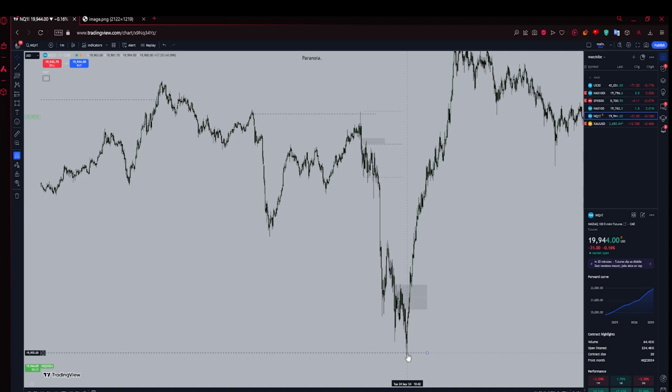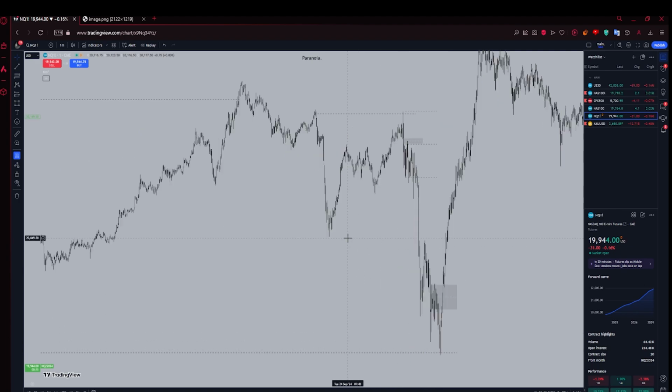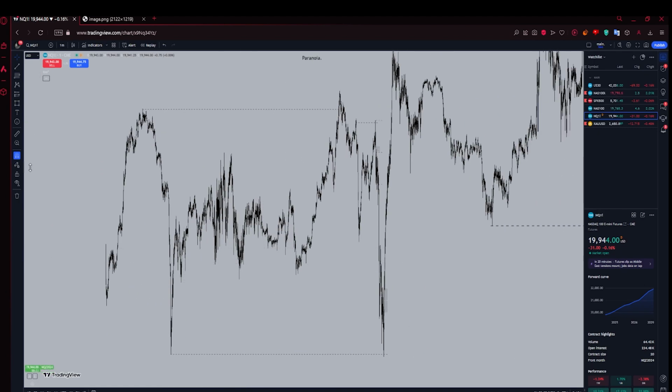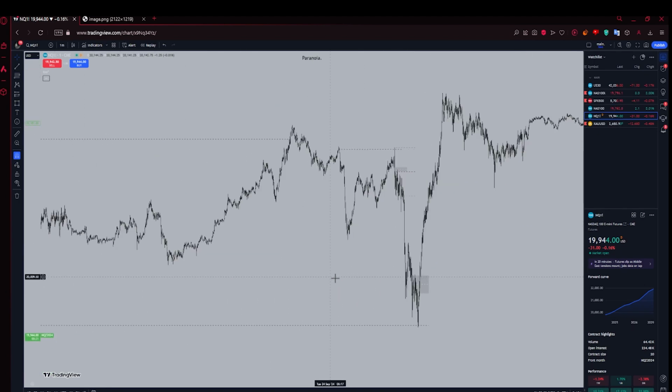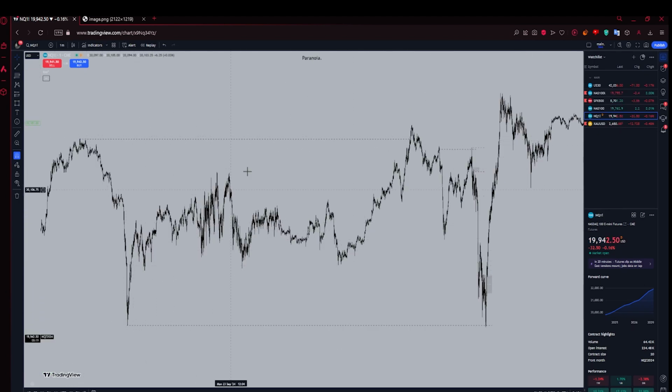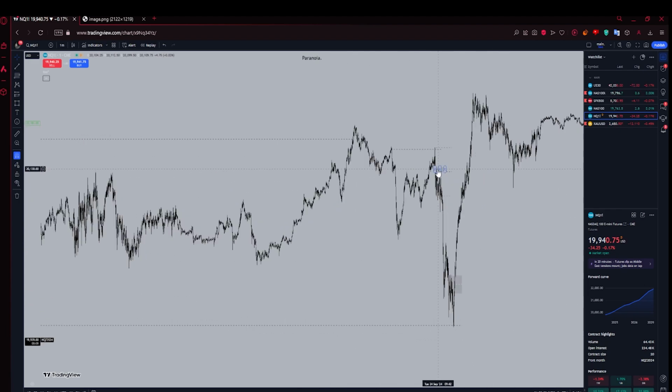10:45, 10:42, whatever. Still, we can look for entries. Why? Why can we look for entries? This is where it gets interesting, right? This whole high time frame accumulation was a part of a higher time frame manipulation.